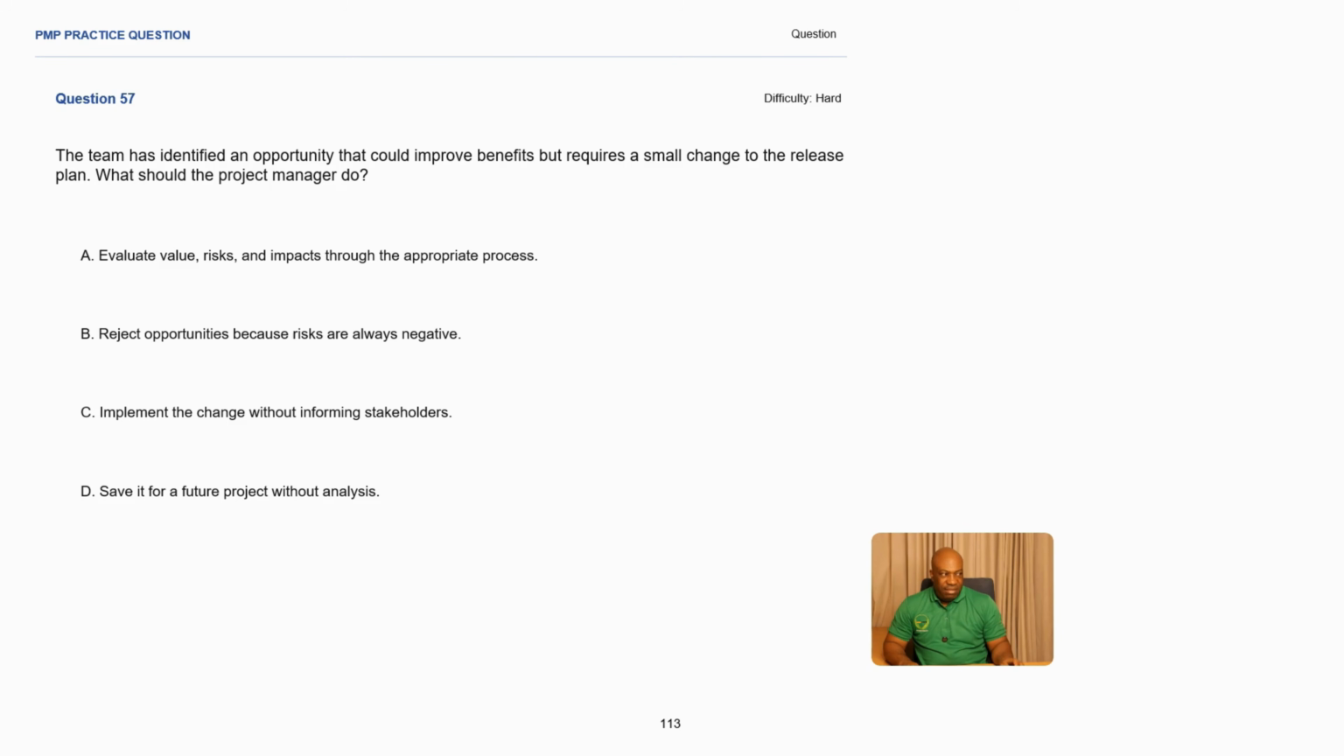Practice question number 57. All right. The team has identified an opportunity that should improve the benefits, but requires a small change to the release plan. What should the project manager do? Okay. So, what is our problem statement? We have a team that has identified an opportunity, and that opportunity can improve benefits, but it requires a small change to the release. What should the project manager do?